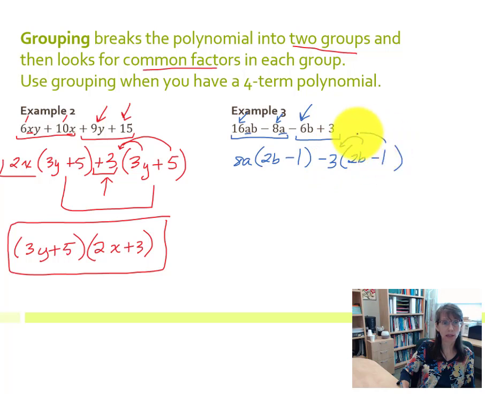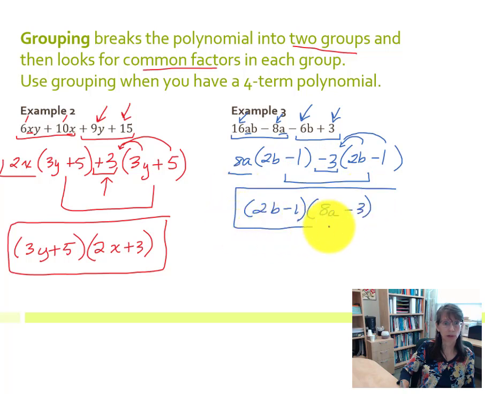Is negative 1 times negative 3 a match for plus 3? That looks great. So notice how we created a common factor of 2b minus 1. And the other factor comes from joining 8a and negative 3. So 8a minus 3. We have completely factored our 4-term polynomial.